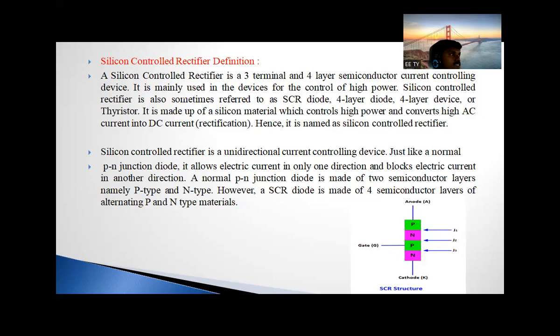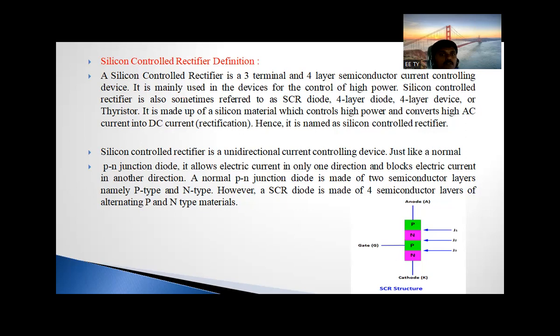Silicon control rectifier is dash. Option A, voltage control device. Option B, current control device. Option C, both. Option D, none of the above. Or frequency control device, whatever. So what we can write, silicon control rectifier is a current control device. Clear?